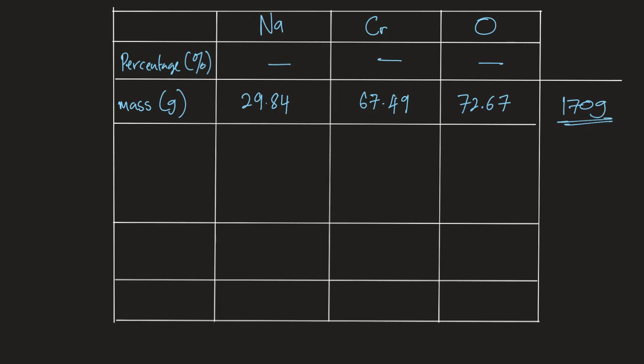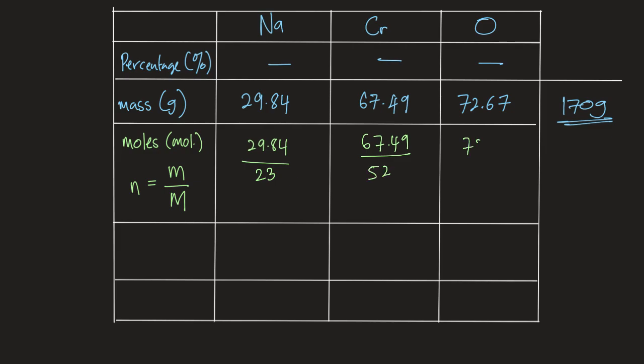This one, the ratios, it's going to be a little bit different, but you can do this first part by yourself. All right, you need moles here and your formula. Okay, so you've got 29.84 divided by 23. Then you've got 67.49 divided by your mass of chromium, which is 52. And then oxygen 72.67 divided by 16. So pause the video, get this calculation, and then see if you're on the right track.